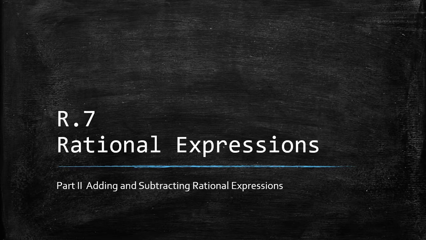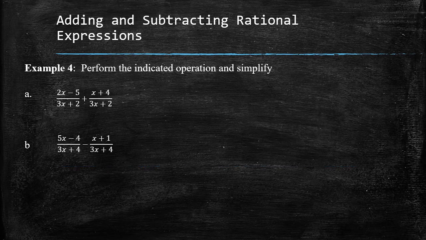Hi class, this is section R.7, Rational Expressions, Part 2, Adding and Subtracting Rational Expressions. Okay, so we're up to example 4. We want to perform the indicated operation and simplify. For part A, the indicated operation is addition.